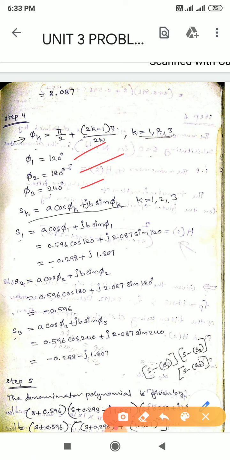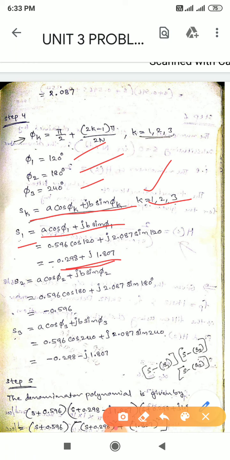Similarly, we are calculating Sk, corresponding to k equal to 1, 2, 3. First, for k equal to 1, S1 is equal to a cos phi 1 plus j b sin phi 1. We have calculated the a, b values and the phi 1 value. We substitute all those values in this equation and simplify, and we get one root, S1.